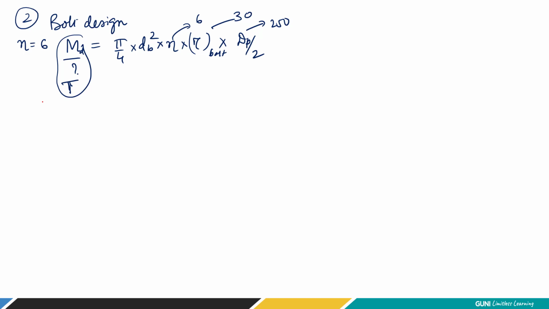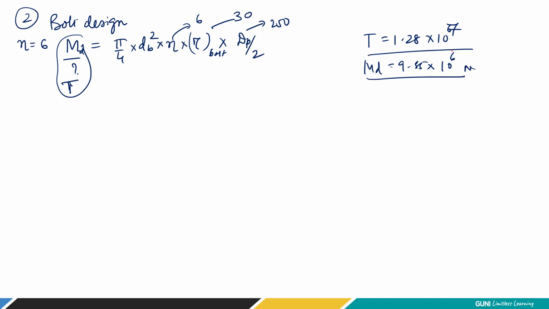Here the situation is this. Look, one torque is 1.28 × 10^7, which is considering the shaft diameter as a solid diameter, right? And the second one that we consider is 9.85 × 10^6, sorry, let me say the exact value, 9.85. So which torque do we have to consider?